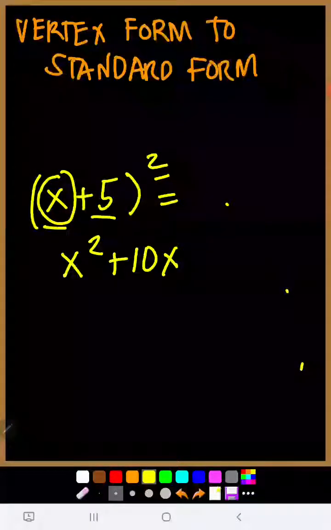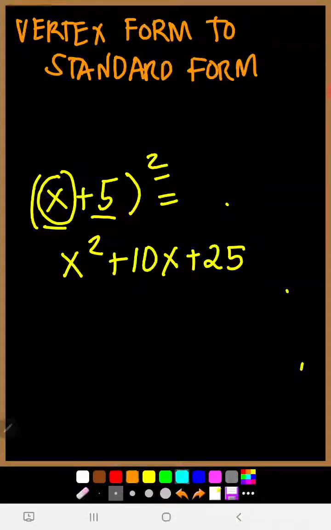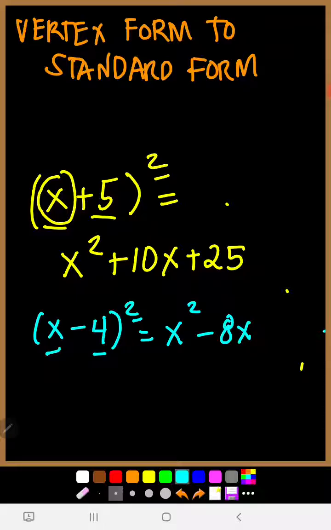And then square the last term. So ang last term natin or yung second term natin is 5. So 5 times 5 is 25. Okay, isa pang example. X minus 4 squared. Okay, so square the first term, x squared, multiply the first term sa second term times 2. So that is x times negative 4. Negative 4x times 2 is negative 8x. And then square the last term. So that is negative 4. So negative 4 times negative 4 is positive 16.